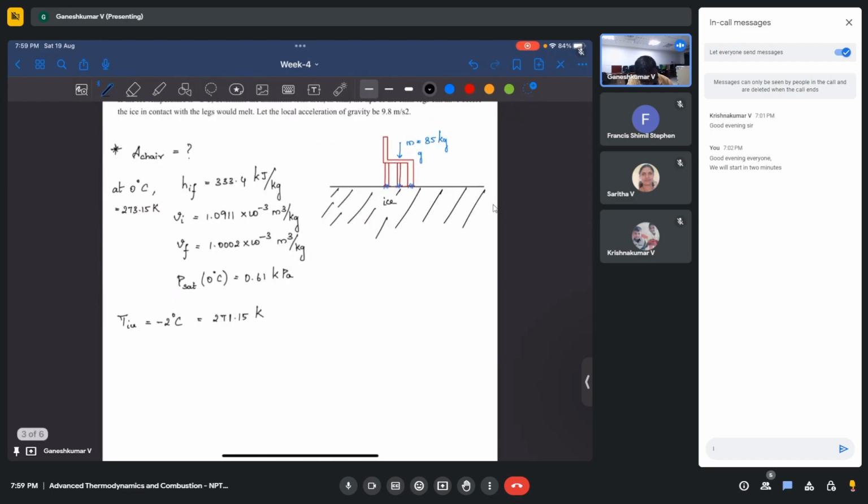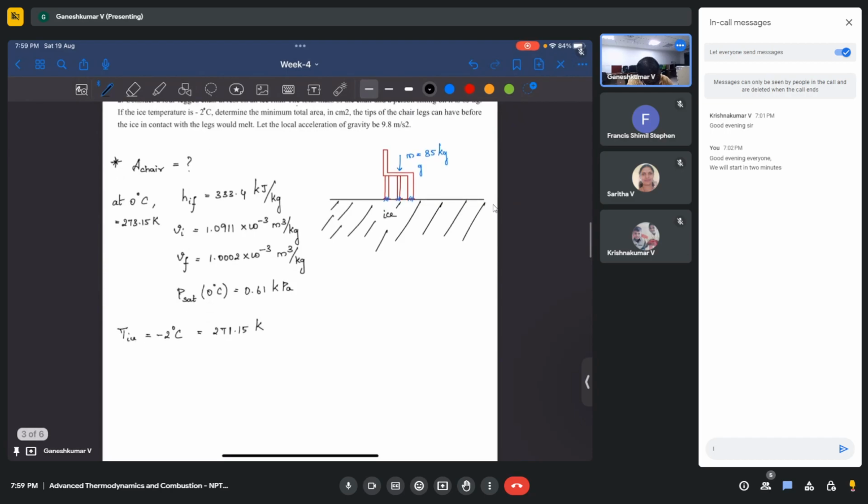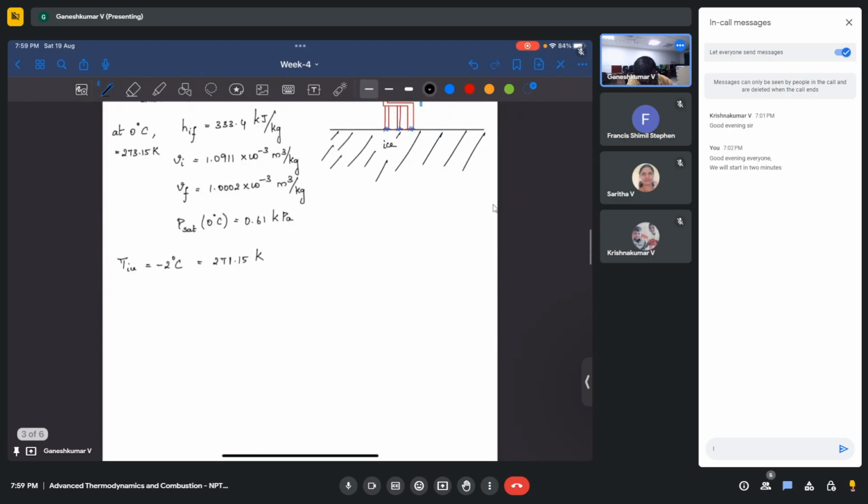So let's look at this more carefully. There is some guy sitting on that chair, and he is going to exert some pressure on that ice. Let's say that pressure is P chair, let's say. So this is the pressure exerted on the ice on that small area.